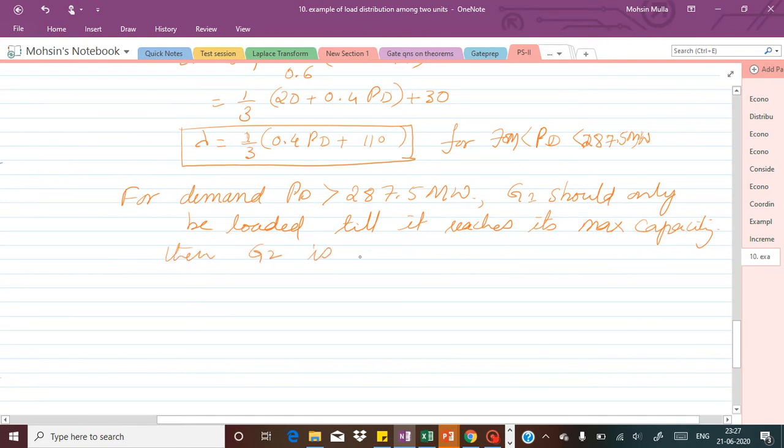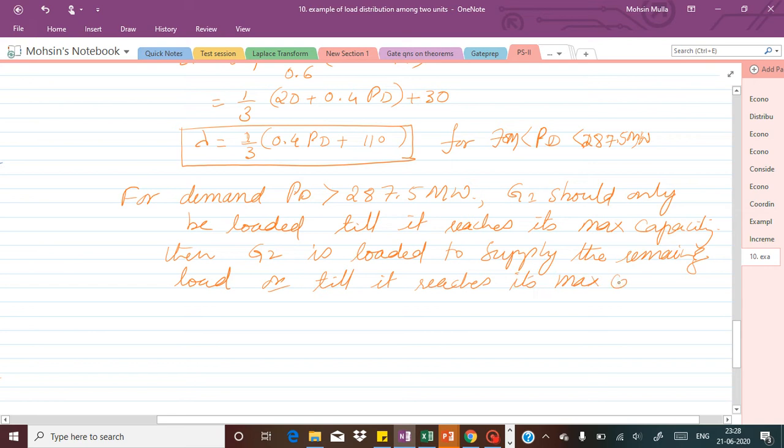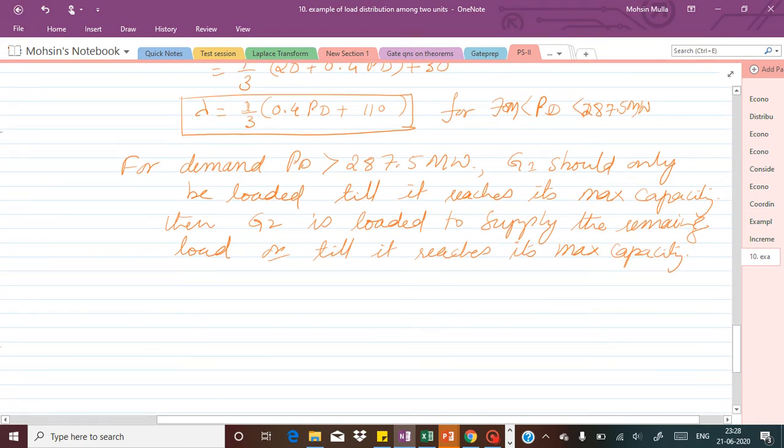Then generator 2 is loaded to supply the remaining load, or till it reaches its max capacity. Okay, that is, up to 112.5 it is loaded now. G2 is loaded, so it can be loaded for another 12.5 megawatt, that is, it can reach only up to 125 megawatt. So that is how we have to load.